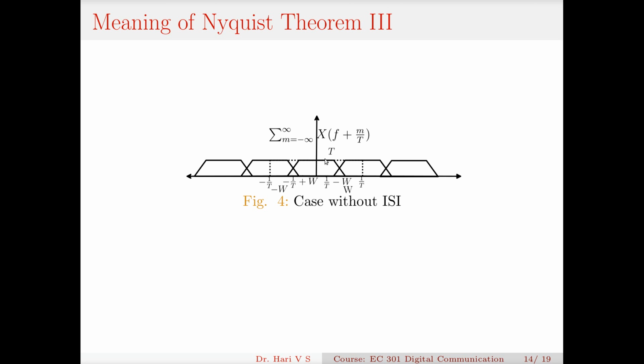If you add them up, it is always a capital T. Here it is a T. Here it reduces, but that is compensated by this component. So when these are added, you get a T throughout. So this function is nothing but capital T. This is the case with 0 ISI. So this is how you understand the Nyquist theorem for 0 ISI.